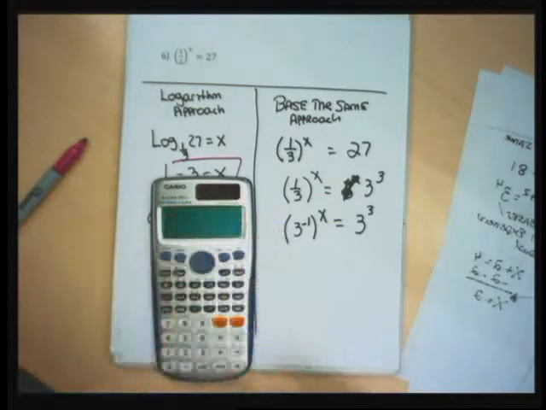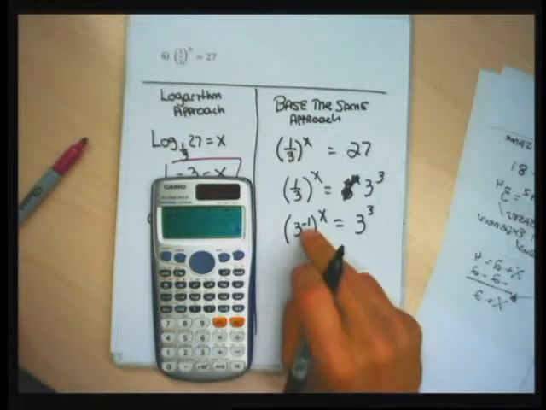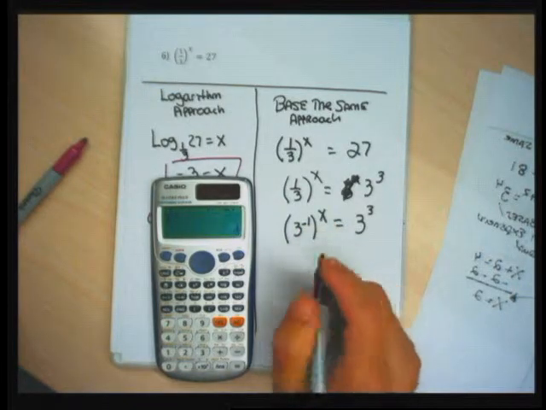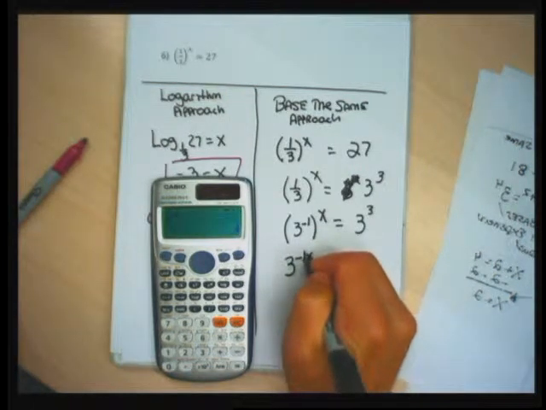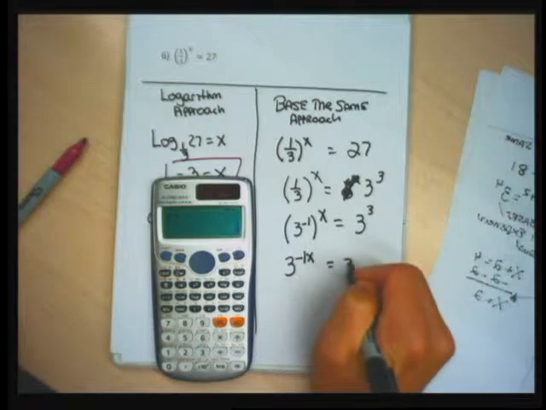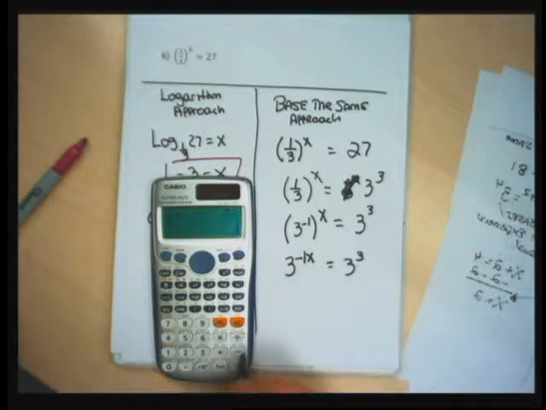Well, I can go backwards from 1/3 to 3 to the negative 1 power. Now I have to pull out something else I remember from chapter 4. If I have one base with 2 exponents, I multiply the exponents. So this is going to be 3 to the negative 1 times x equals 3 cubed.